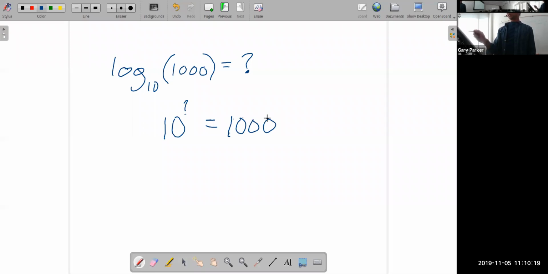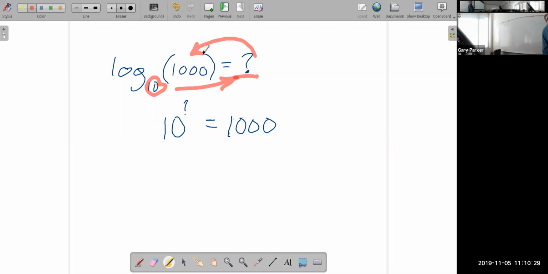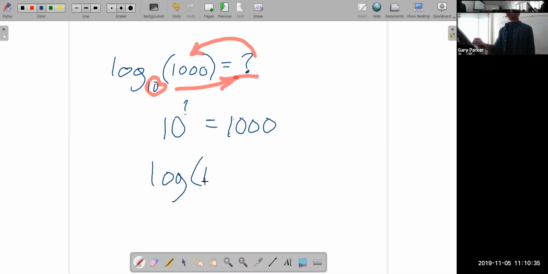So when I read something like this, I say, okay, 10 to what power is 1,000? Can anybody guess what the power is? 3, yeah. So if we go into our calculator and we type log of 1,000, the calculator should spit out a 3. 3 is the power we want.